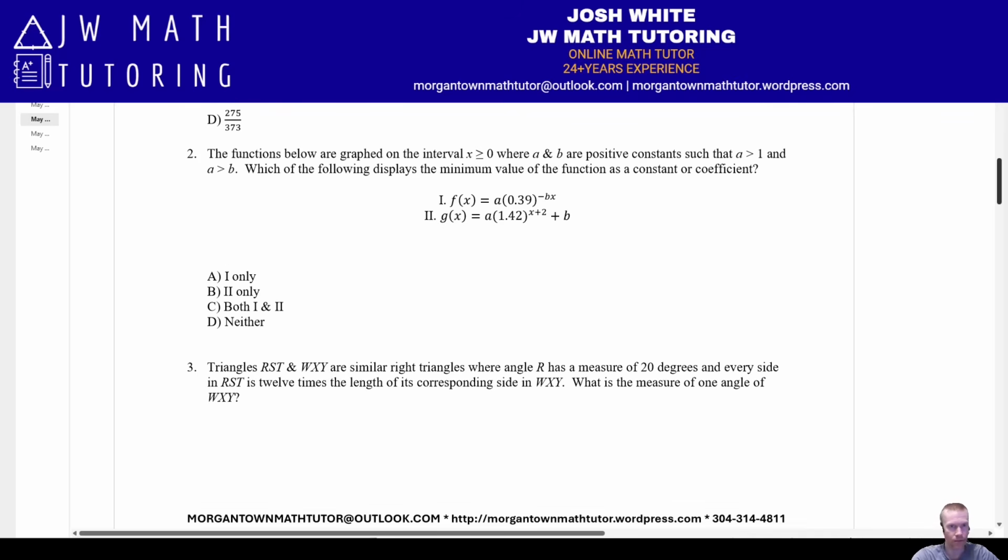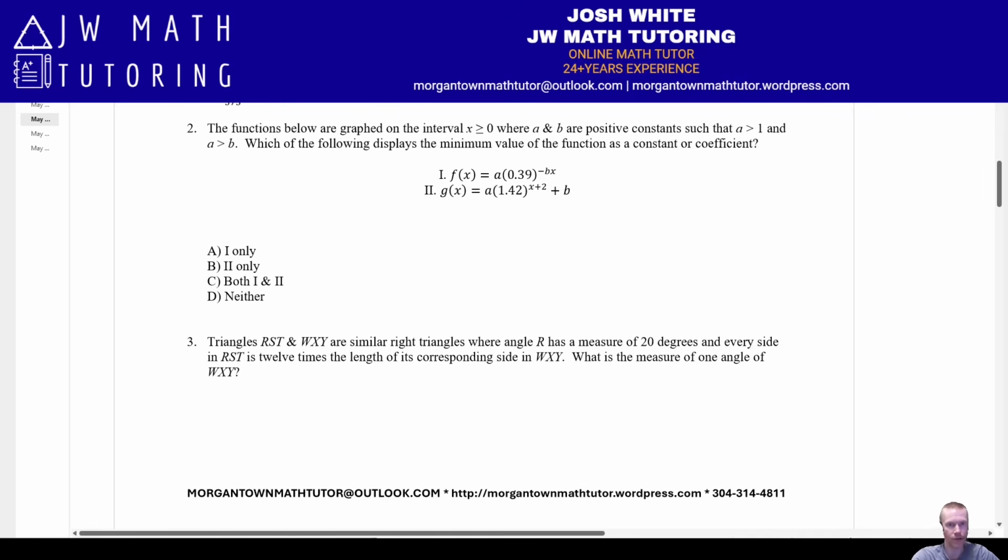Okay, let's look at problem number 2. This was another very common problem. This is a problem type we've seen in a couple different forms previously. Here you had two exponential functions. They have some constants in them, a and b, and you're given some restrictions on the constants. Basically, a is greater than 1, and a is greater than b.